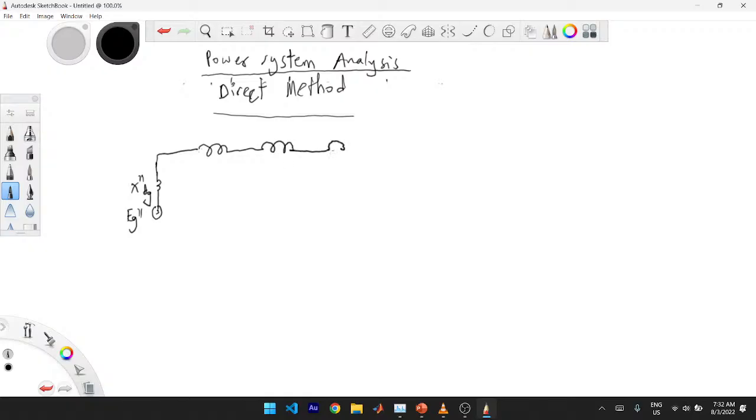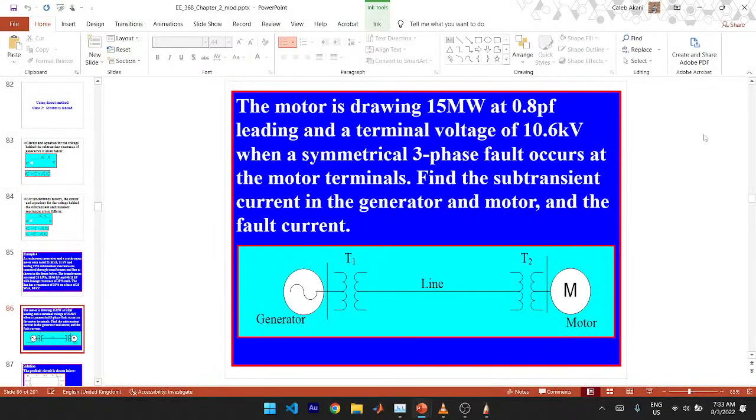First transformer, the line, then a second transformer here, then to the motor. The motor is represented by subtransient reactance and then an EMF source. So this is the motor, this is E_M double prime, and all of them are referred to a common reference. So this is the drawing. I hope it makes sense, right? It makes sense. Now let's go back to the question and read. Let's see what the question wants us to do.